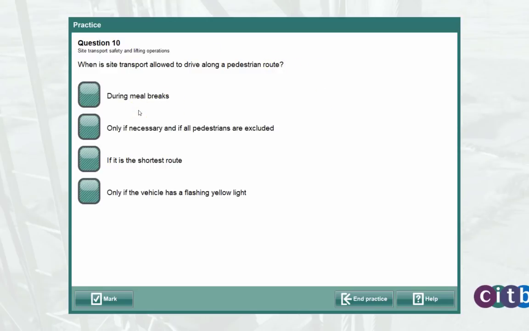When is site transport allowed to drive along a pedestrian route? During meal breaks? Only if necessary and if all pedestrians are excluded. If it is the shortest route. Only if the vehicle has a flashing yellow light.